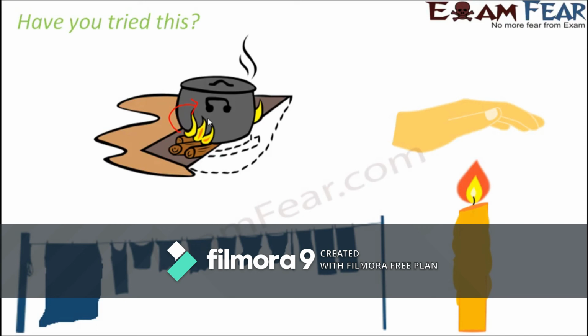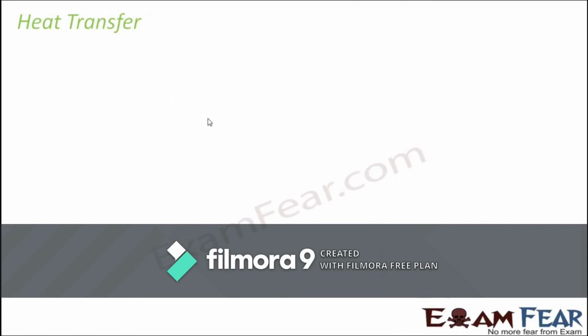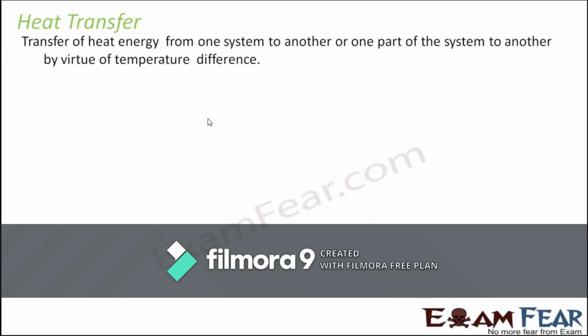Now here in this section, we are going to discuss how heat is being transferred from one object to another. What are the various ways by which heat can be transferred? So how do we define heat transfer? It is the transfer of heat energy from one system to another, or from one part of the system to another, by virtue of temperature difference.